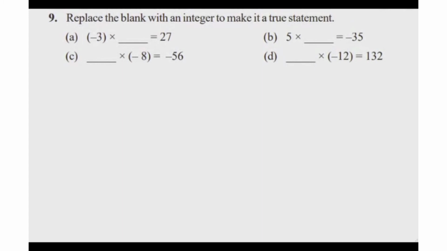Coming on to the last question, the 9th question. See, this is very easy, right? See here, replace the blank with an integer to make it a true statement. See the first one given here: minus 3 multiplied by dash is equal to 27.